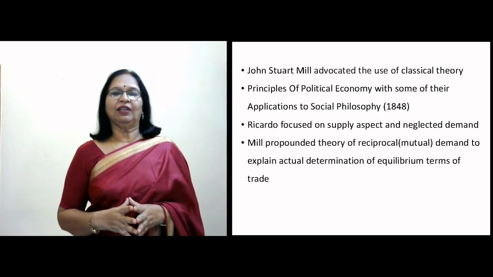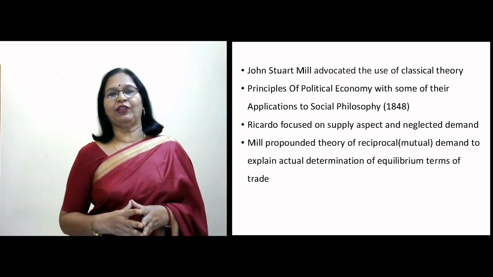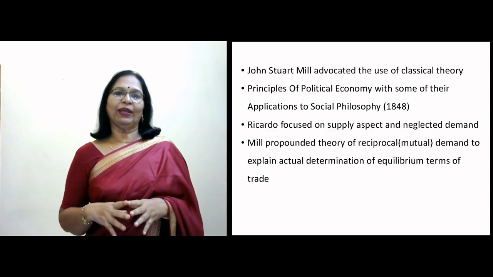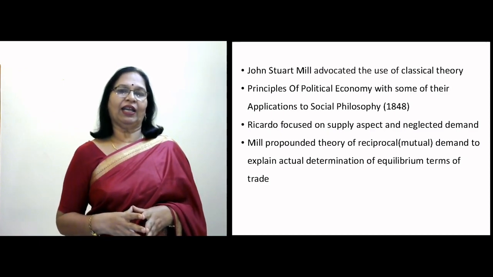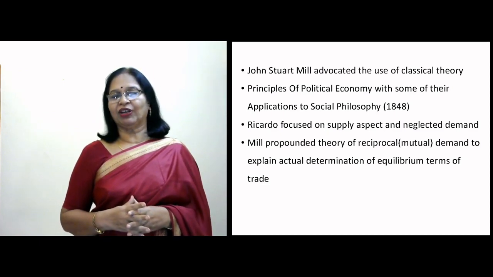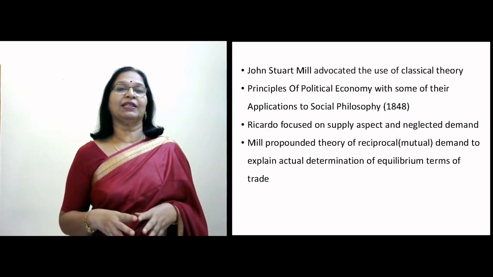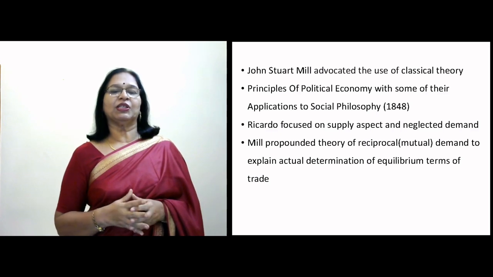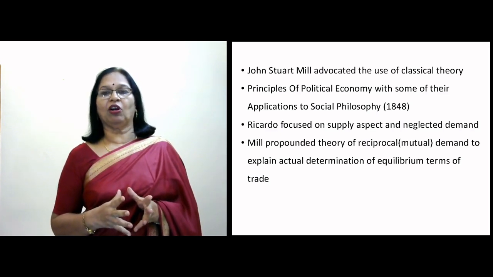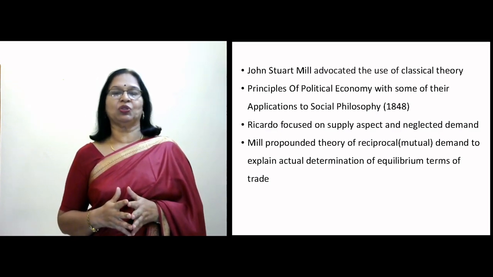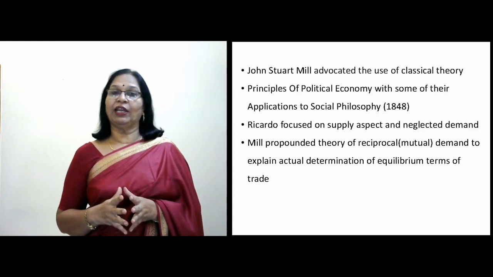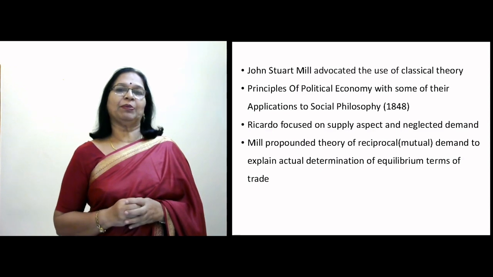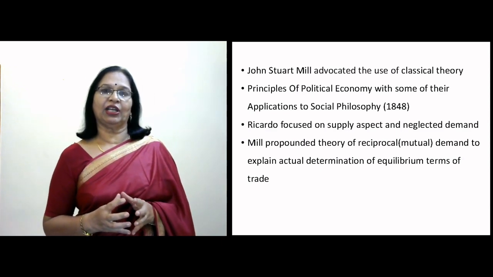John Stuart Mill advocated the use of the ideas of the classical economists. However, he went on to re-examine the ideas of Smith, Malthus and Ricardo, in what is famously known as his restatement of the classical ideas. He wrote his book Principles of Political Economy with some of their applications to social philosophy in 1848. This book also examined the section on international trade.